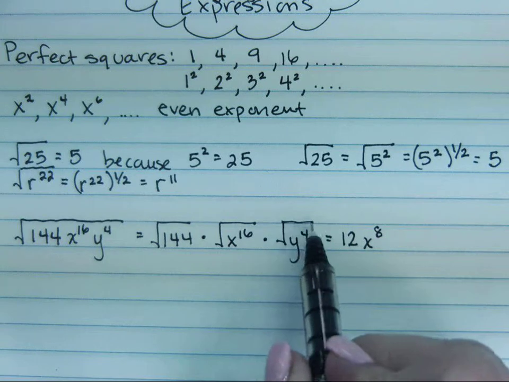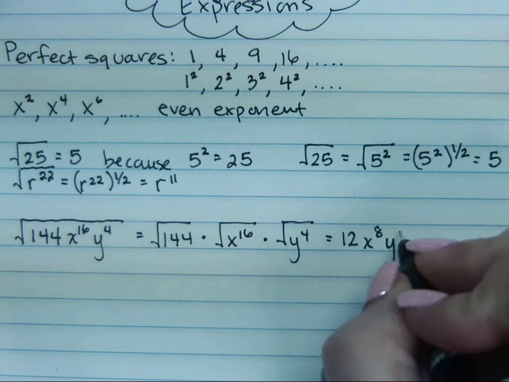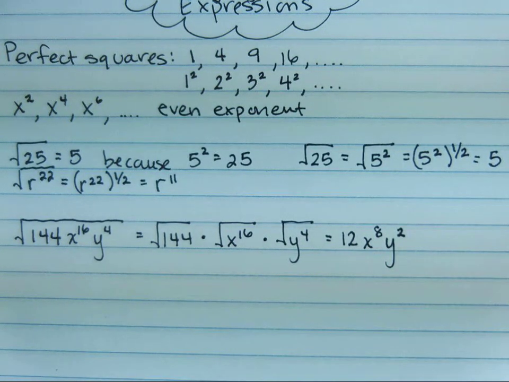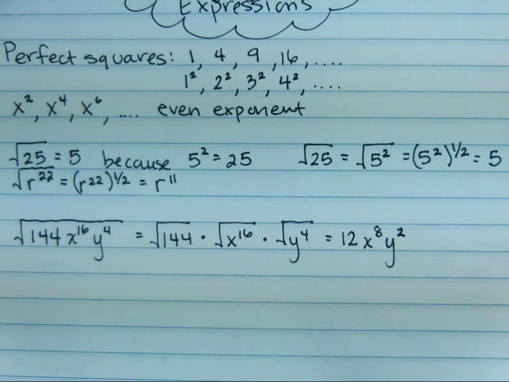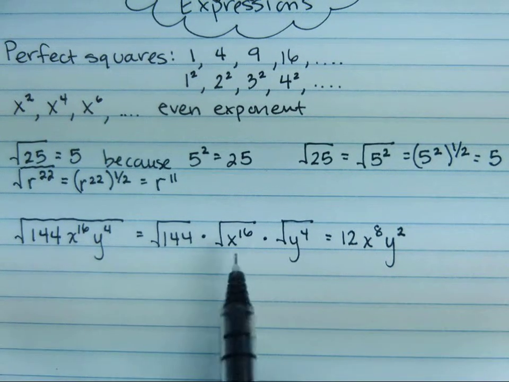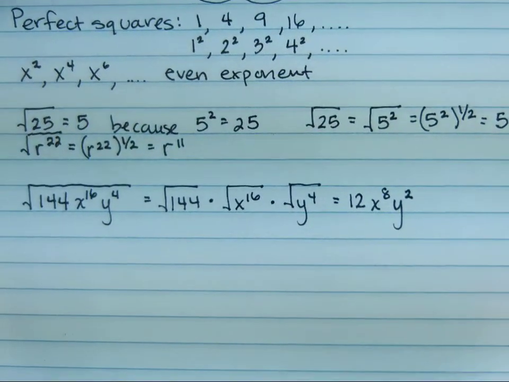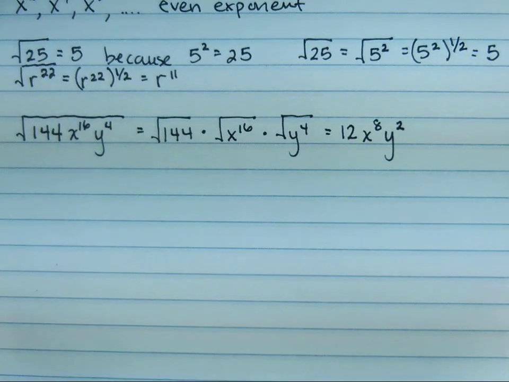And this square root is saying half of 4 is going to give me y squared. And so this is what my simplified radical would look like. Now, when you don't have perfect squares, the ones that are not perfect need to stay underneath the radical.